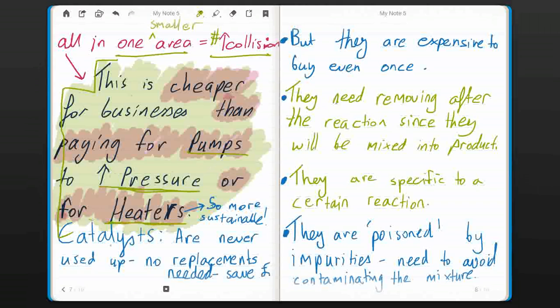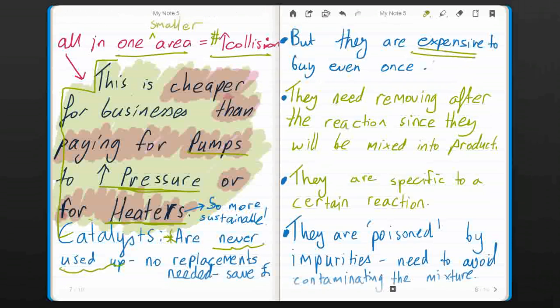So the positives and negatives of catalysts are down here. So first of all, they are never used up, which means you only have to buy one of them for each reaction. Okay, but they are expensive. So the first time you buy it, it'll be expensive to buy. And they need removing after the reaction.